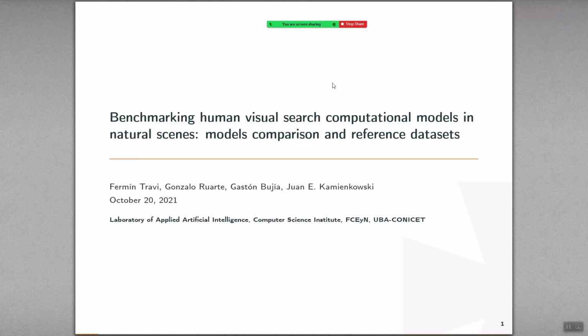Bueno, gracias. So I'm going to talk about visual search in natural scenes, models comparison, and reference datasets.